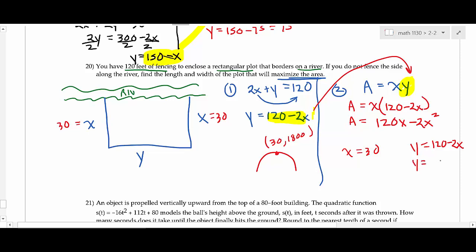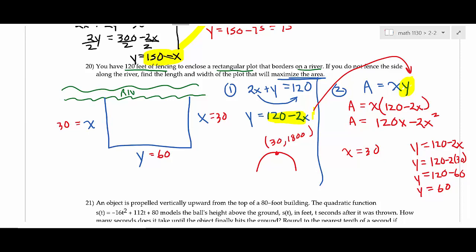So if you just do y equals 120 minus 2 times 30, let's see, that'll give 120 minus 60. So that will give y is equal to 60. So what you end up having on this is you have these dimensions. You have 30 feet that way and 60 feet that way, okay? And if you were wanting to find the area, well, the area is just 60 times 30, so it's 1,800 square feet.